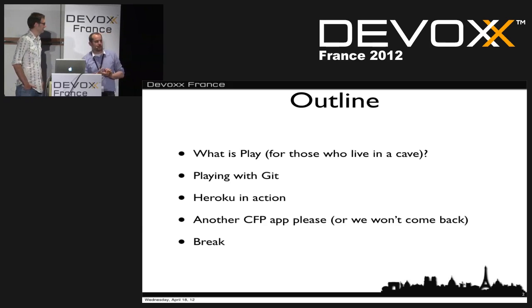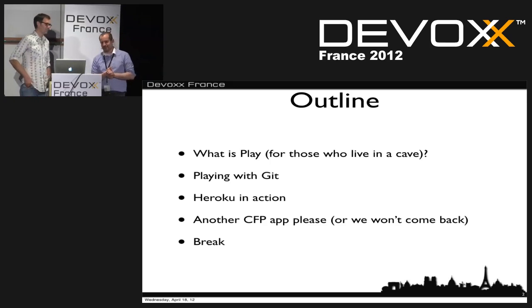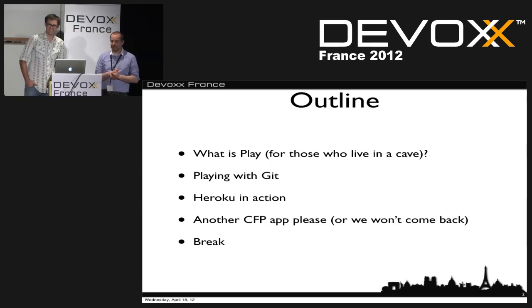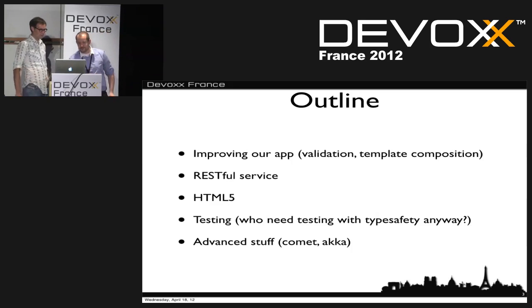And we decided that it would be really nice to actually have a proper CFP application. Because I don't know if you try to submit talks here, but... So that's going to be our goal today, is to build a new call for papers application for DevOps. So we're not coming back next year unless they have a better application to use. And we won't have a break because we started too late. We'll still have a break. Oh, yeah? No break for you.